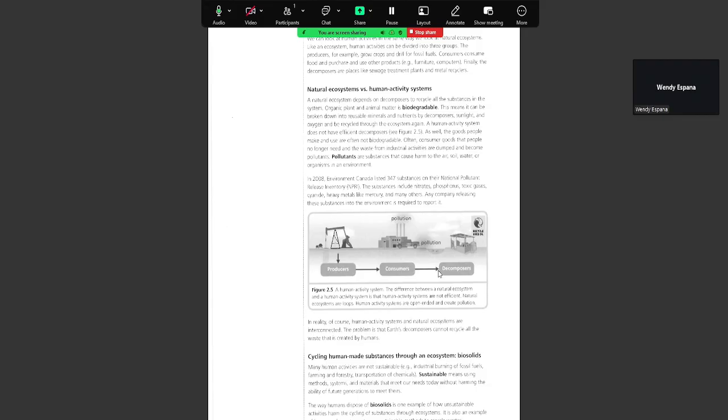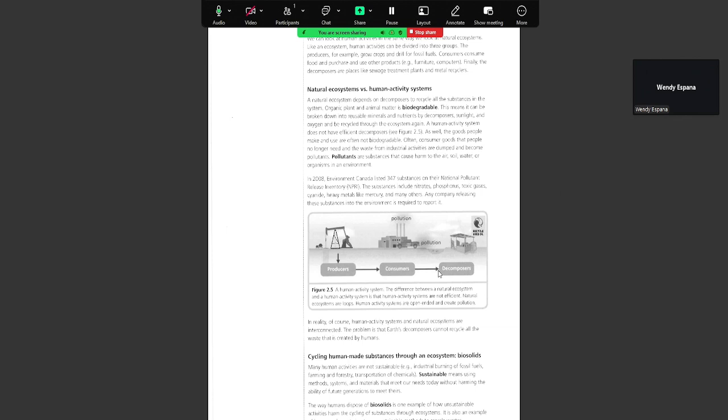Okay, you'll see figure 2.5 is a human activity system. You'll see the producers is the oil. That's an oil rig there producing oil. The consumers are the vehicles and the factory. And the decomposers are recycling the used oil, breaking it down naturally. In this case, I think they have developed some bacteria that can decompose oil.